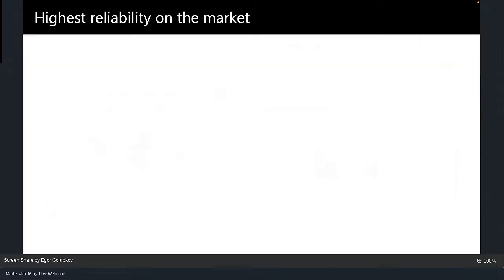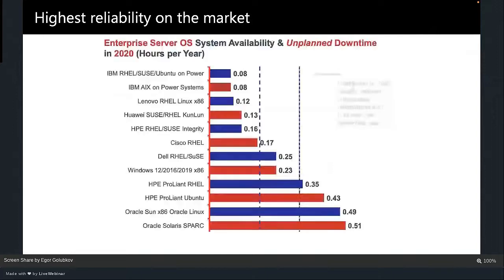At the end, we have the highest reliability on the market. That was the ITIC study. And for 12 years already, starting from 2009, we have had the highest reliability on the market. And you can see here the numbers given in hours per year where we had unplanned downtime. So let's say a small maintenance was needed to make the servers run again.